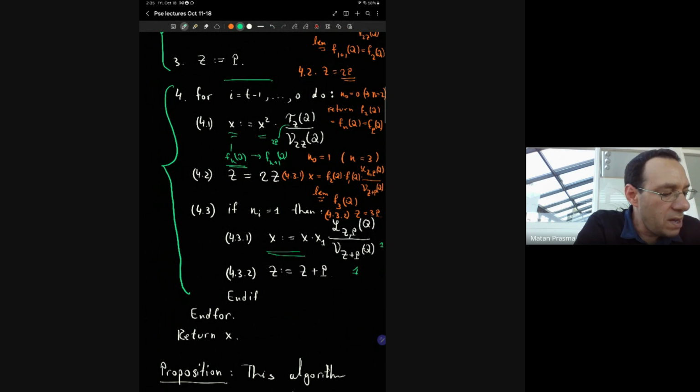So the z is kind of a dummy variable that you keep throughout the algorithm in order to use the lemma or the proposition, basically. Makes sense.